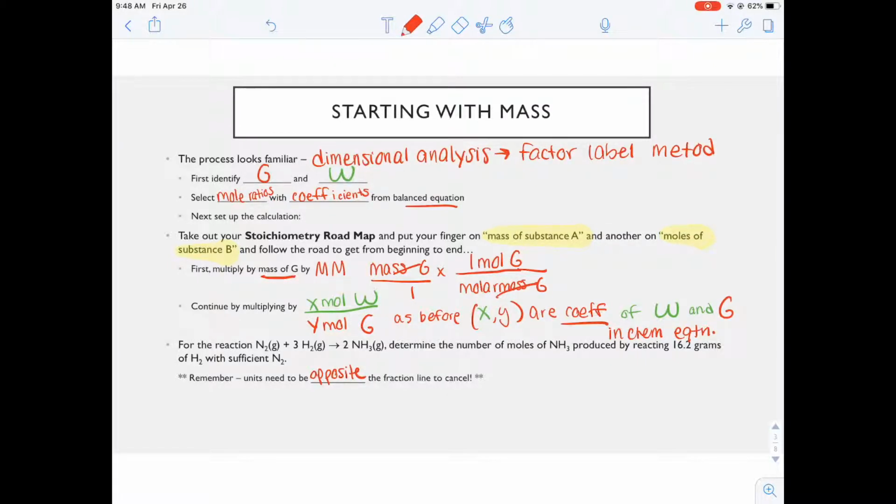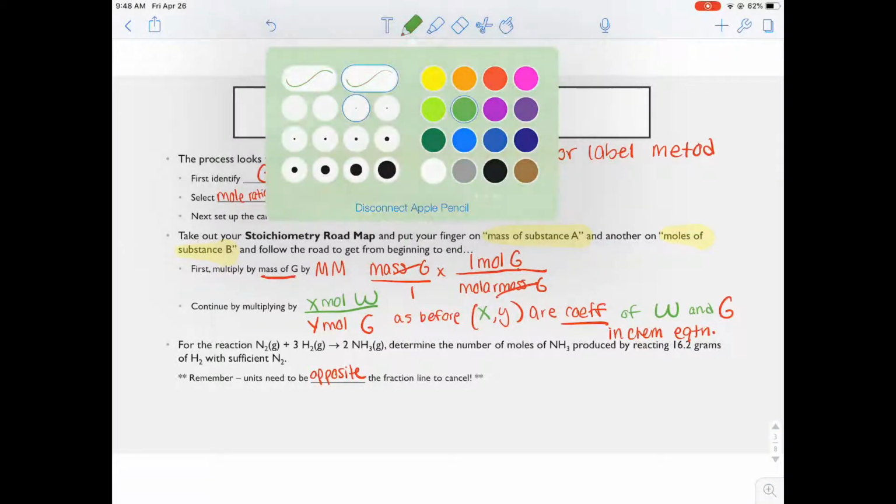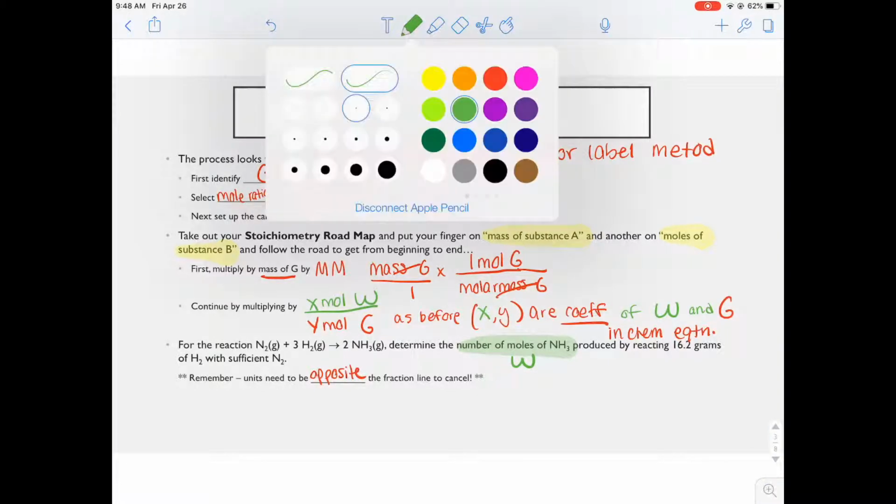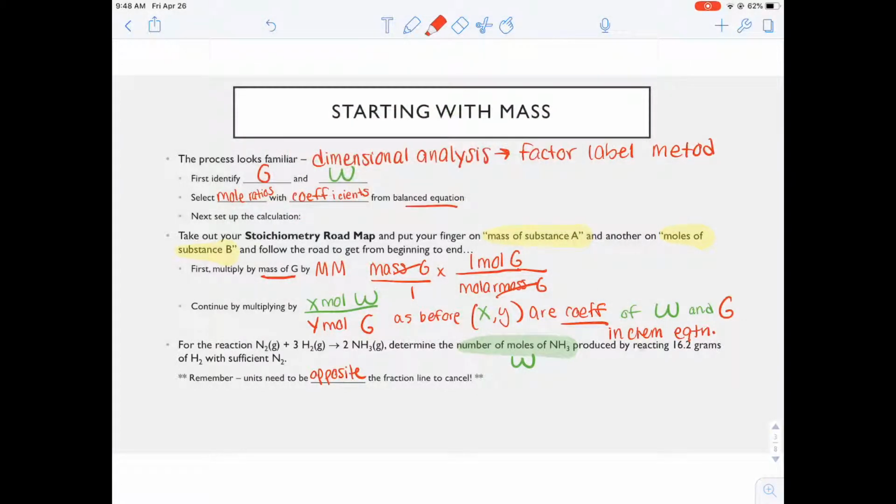First, here's our reaction. We need to determine the moles of NH3. So this is what we want to find out. Let me highlight it with green. This is the wanted. And what we're given is this. This is a given. Sufficient nitrogen just means we can ignore it. So put a little line through that.